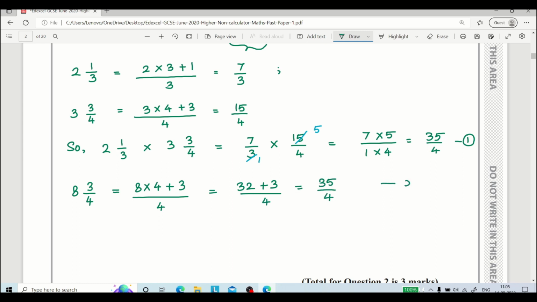So yes, are 1 and 2 equal? Yes, absolutely. Because these both are improper fractions and they are of the same value. So yes, 2 1 over 3 into 3 3 over 4 is equal to 8 3 over 4. We all know what improper fractions are, right? Improper fractions are those kind of fractions wherein the numerator is greater than the denominator. Amazing. Moving on to our next question.